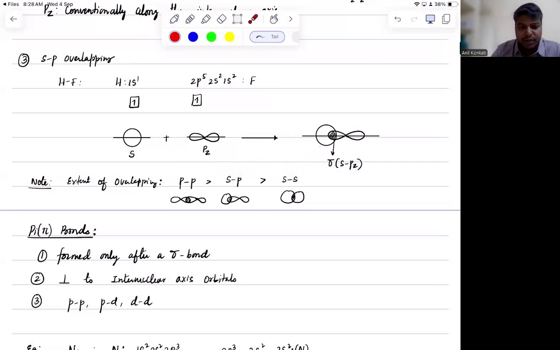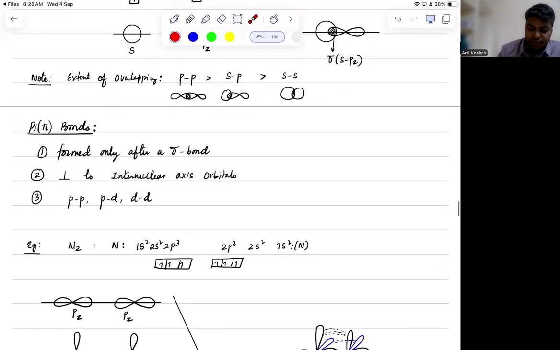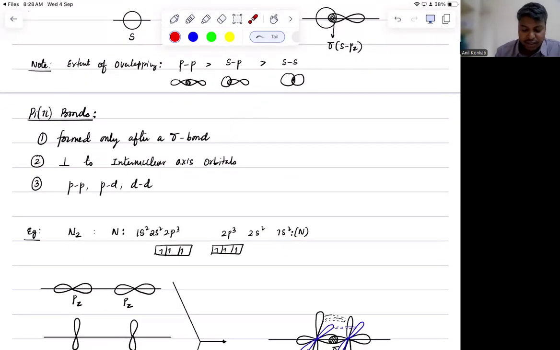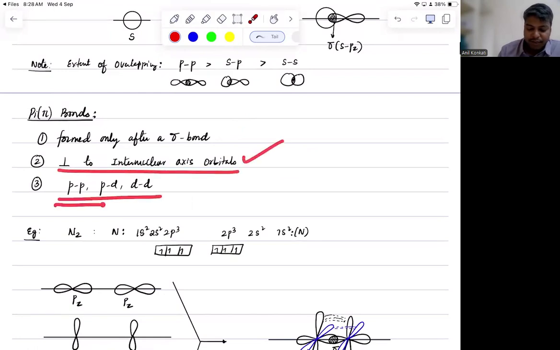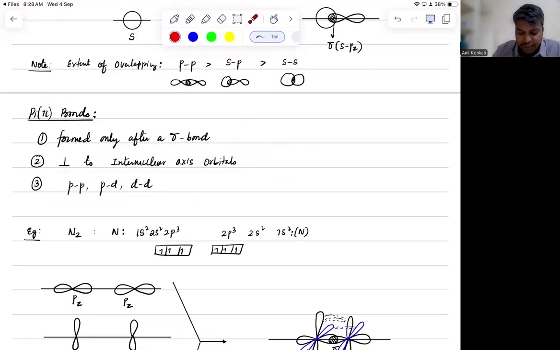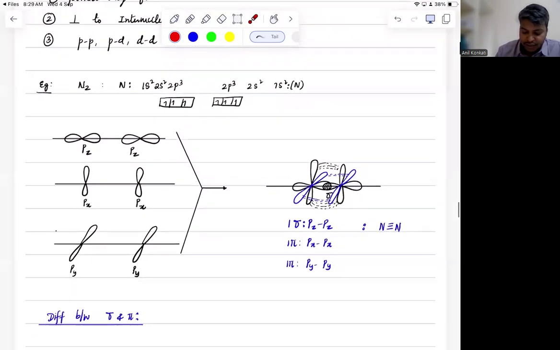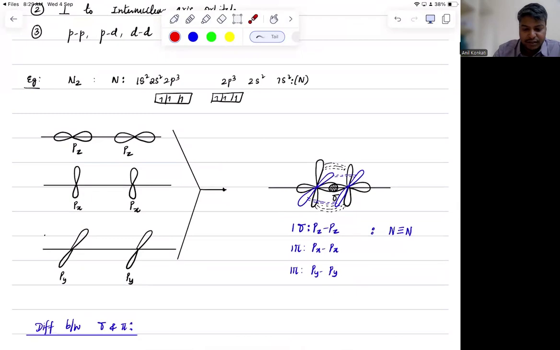Notice that pi bonds form only after a sigma bond, perpendicular to the internuclear axis. Pp, pd, dd, these are the bonds which are formed. Just notice how the structure of N2 looks, everybody.